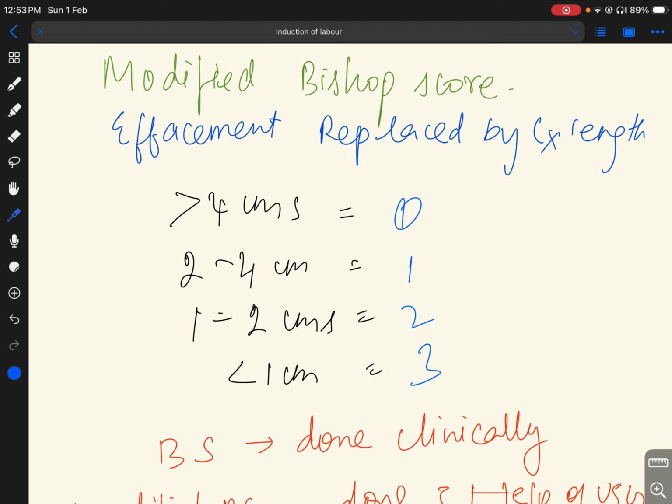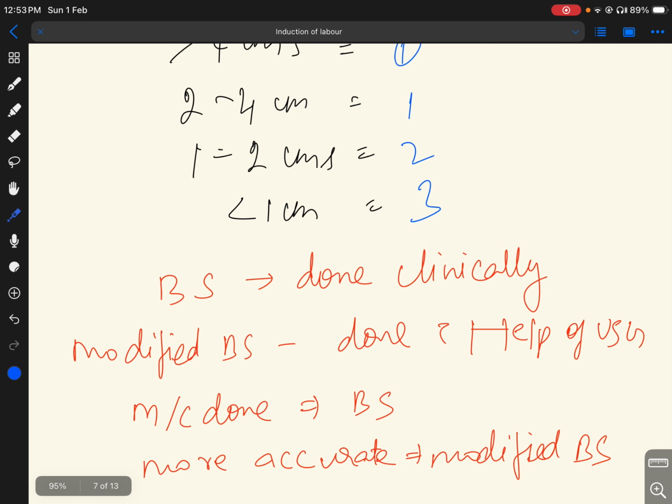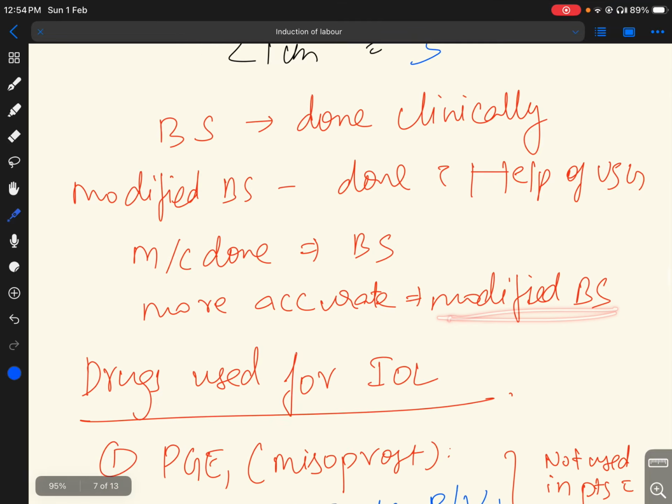Bishop score is done clinically, whereas modified Bishop score is done with the help of ultrasound. Most commonly, we'll do clinically, that is a Bishop score, but more accurate one is modified Bishop score.